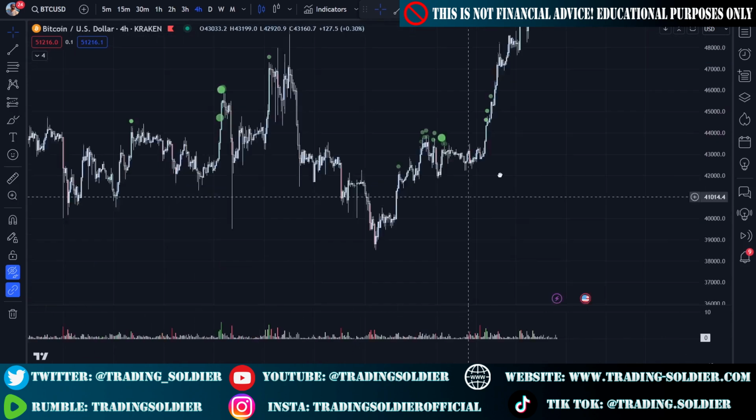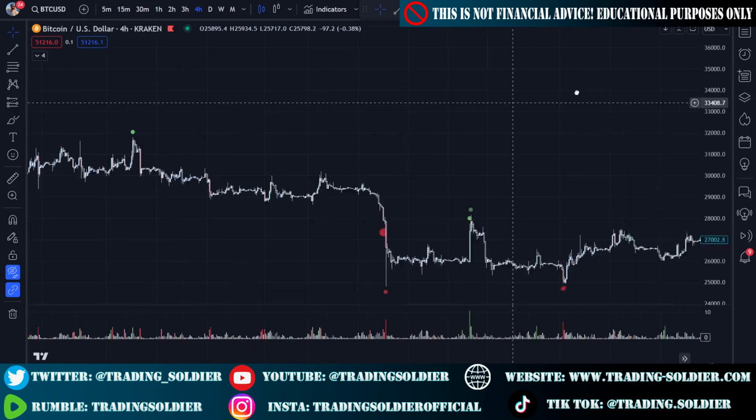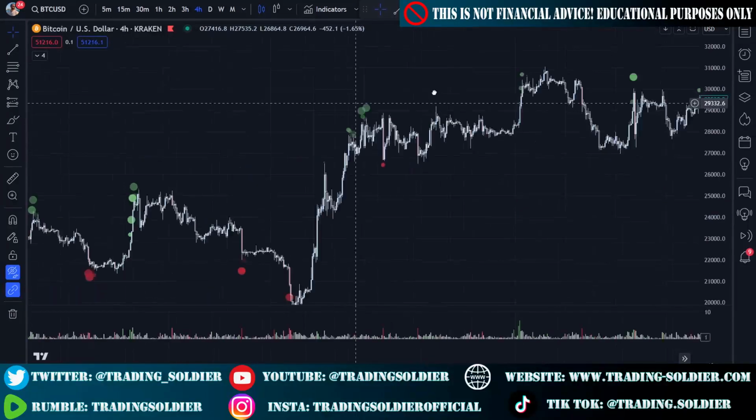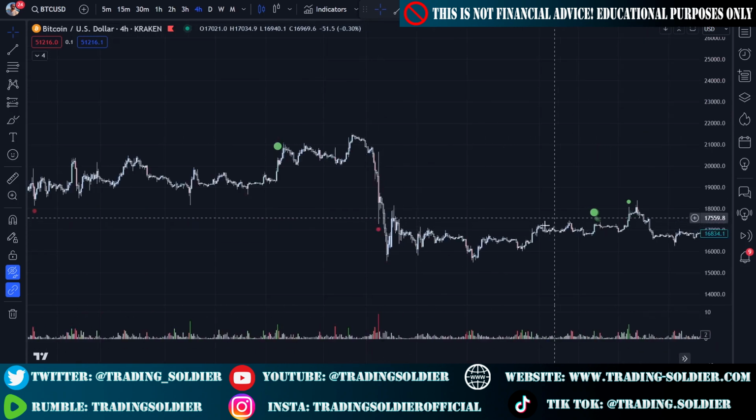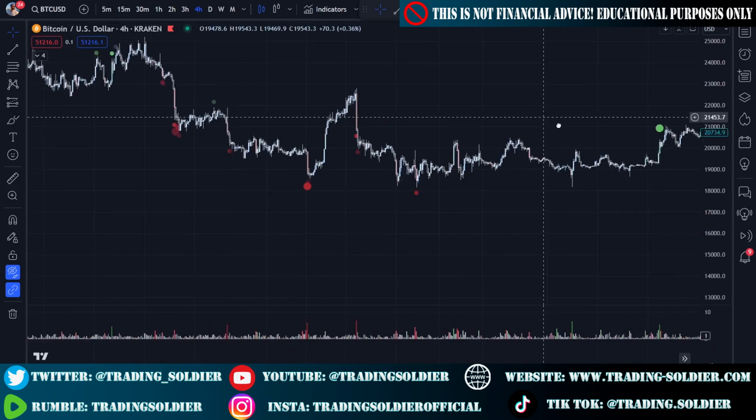There are many examples that you can take from this Bitcoin chart, and also from other altcoins, buying in the red bubbles with the red volume and selling in the green bubbles with the green volume.